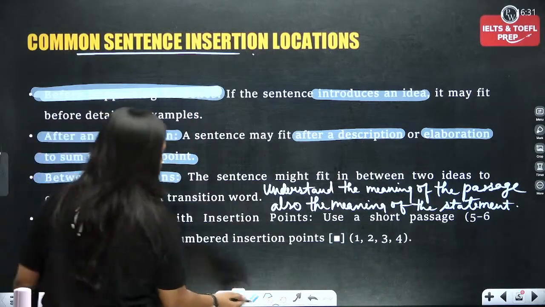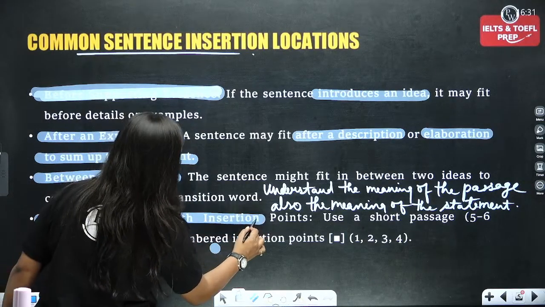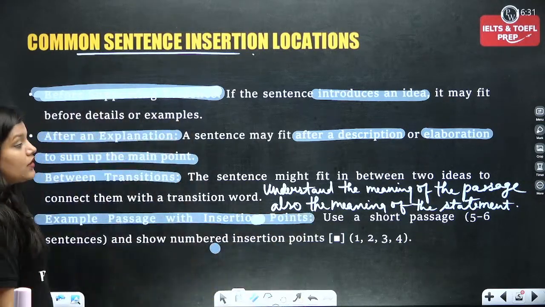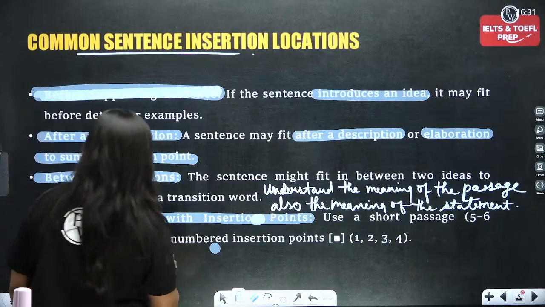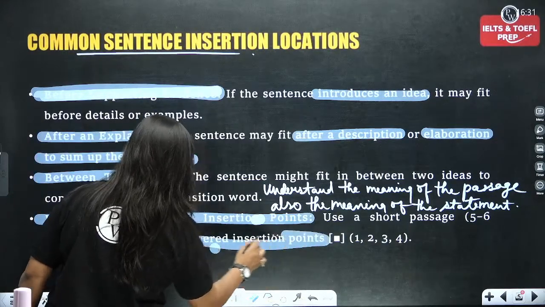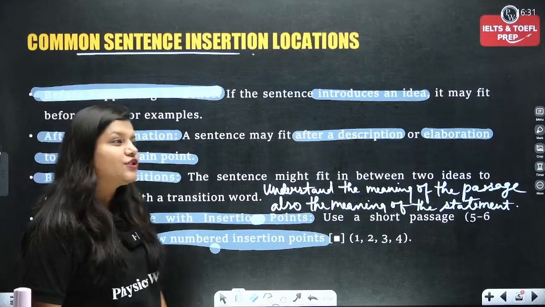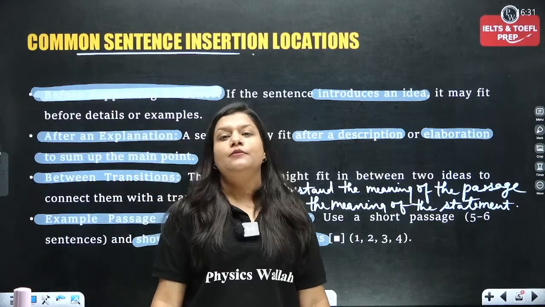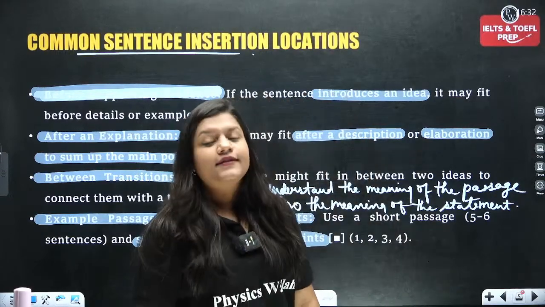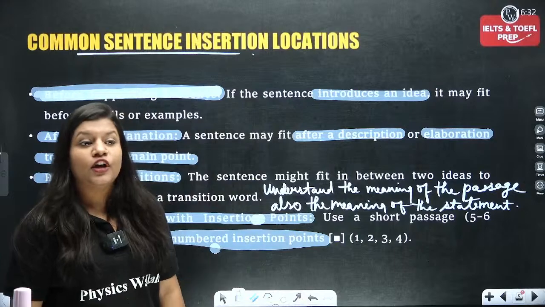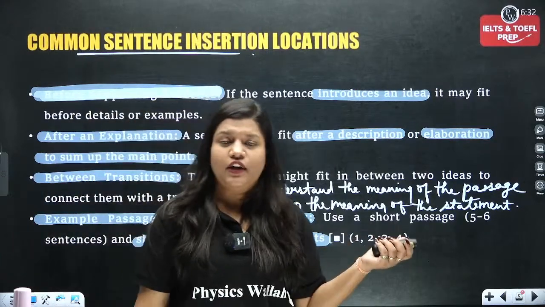Now, next is an example passage with insertion points. Use a short passage, 5 to 6 sentences, and show insertion points numbered 1, 2, 3, 4. So these are some of the locations that you can use at the time of inserting the sentence into the passage. Got it? So these are some of the tricks you can use. Definitely these are working as tricks only.